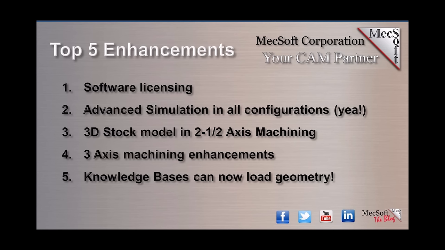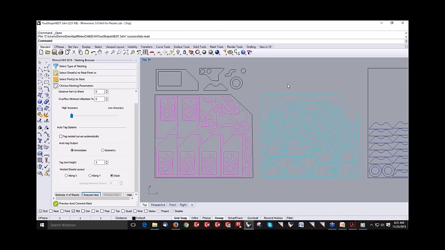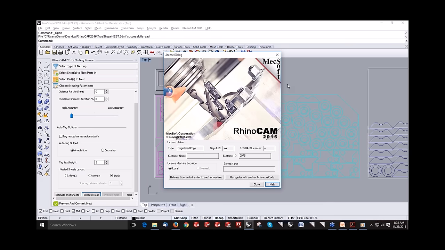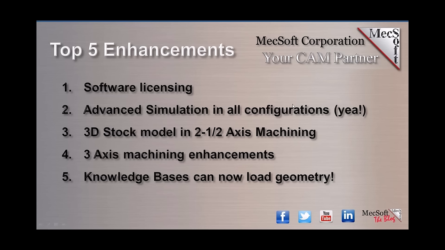The biggest thing that we are introducing in 2016 is software licensing. No more dongles. This has been a big request from a lot of people, so we finally bit the bullet and implemented software licensing. The licensing process will be very similar to the dongle licensing that we had before, but it's a little more automated now, and there's also additional automation coming down the road where you can directly get a license code from us through the website. These are some of the things we have planned for the future.